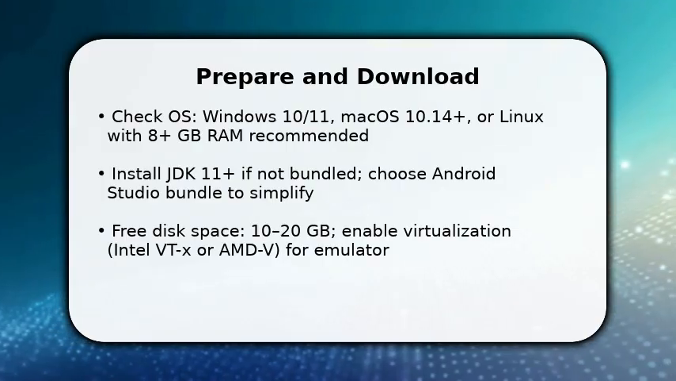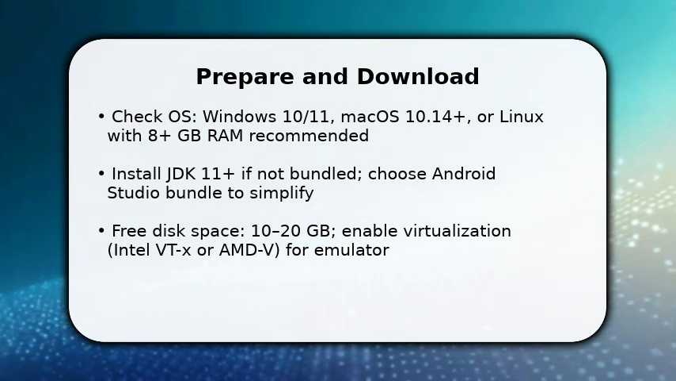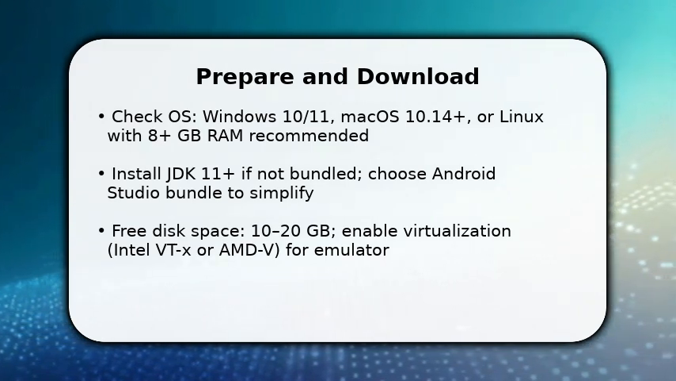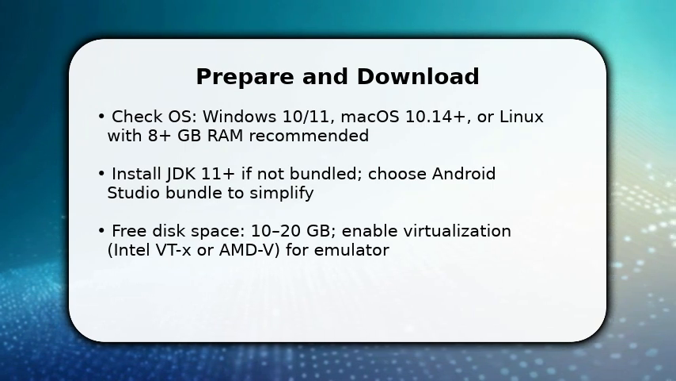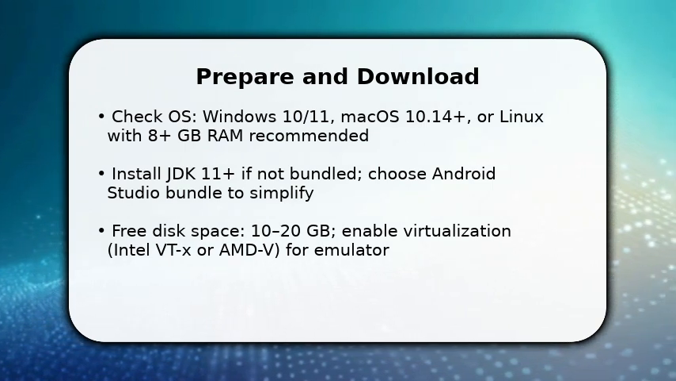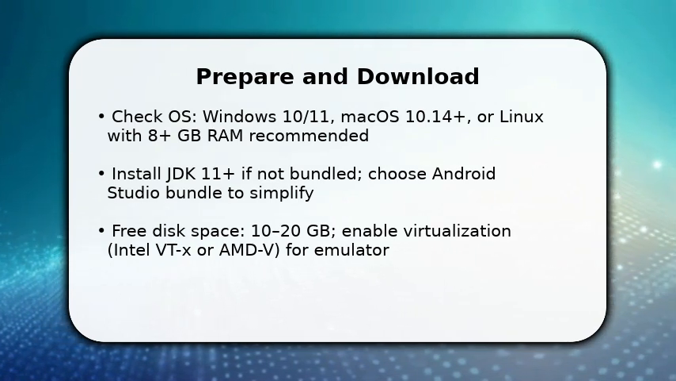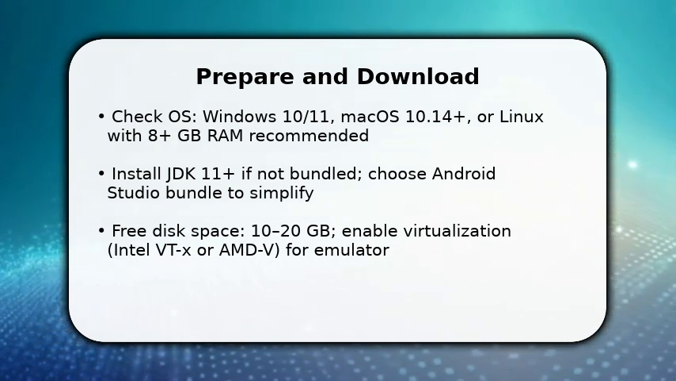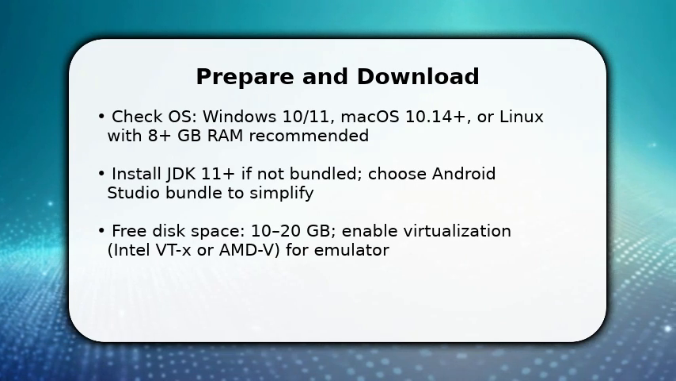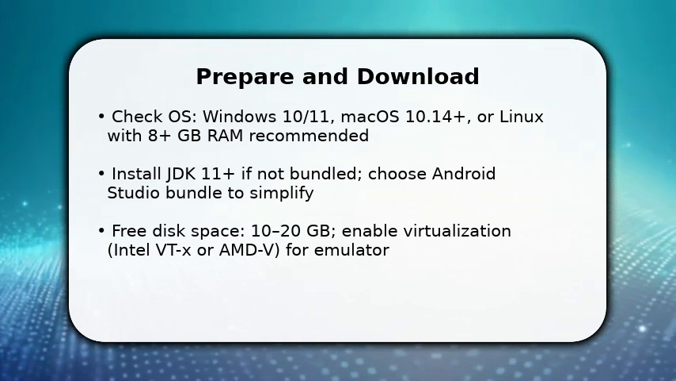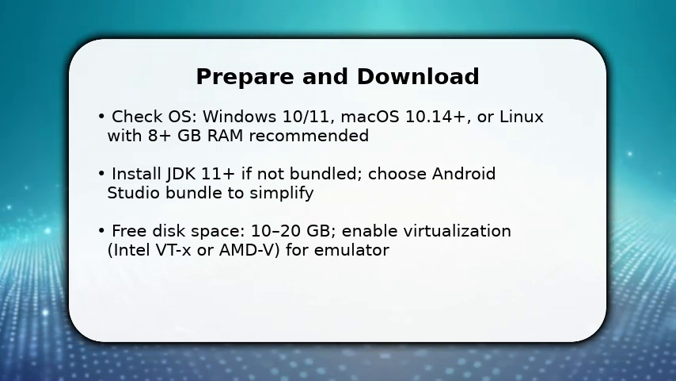You start by ensuring prerequisites are ready: operating system compatibility and at least 8 GB of RAM. Once done, download the Android Studio bundle, which includes the SDK. This avoids separate JDK hassle. Make sure virtualization is enabled in BIOS so the emulator runs smoothly. While downloading, verify you have 10 to 20 GB free. These steps prepare your machine so installation and the first launch proceed without delays or missing components.